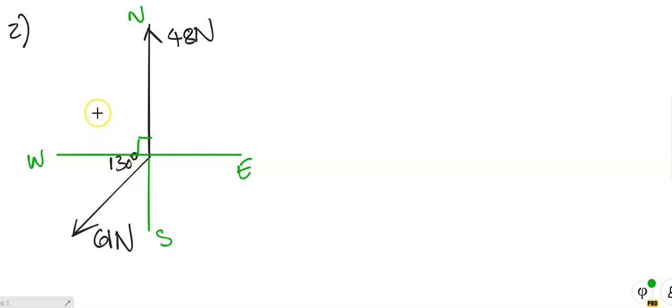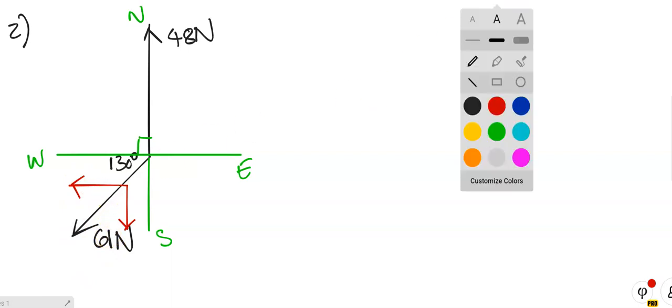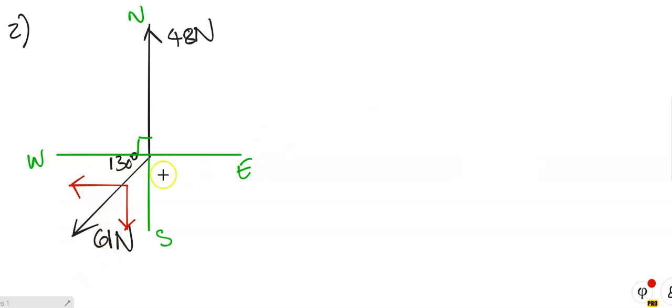Right. What's the next thing we do? We resolve all forces acting at an angle into their components. Do we resolve this into components? No, because it's acting vertically. We only need to resolve this one over here. Okay, so let's do that. So I'm going to resolve this one into its components like so and like so. Right, I'm going to use this angle over here. I'm going to use that angle over there.